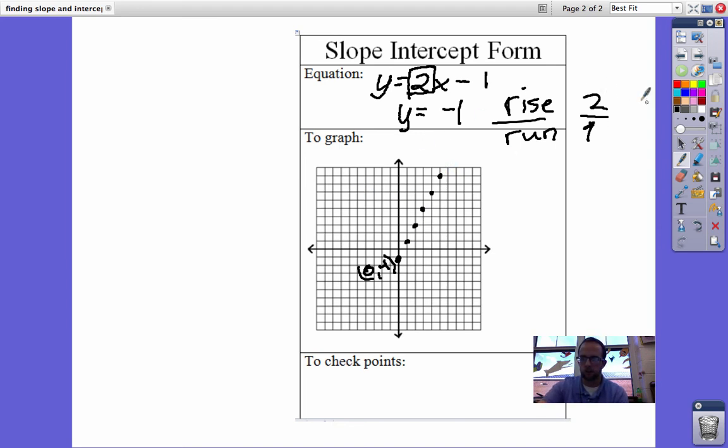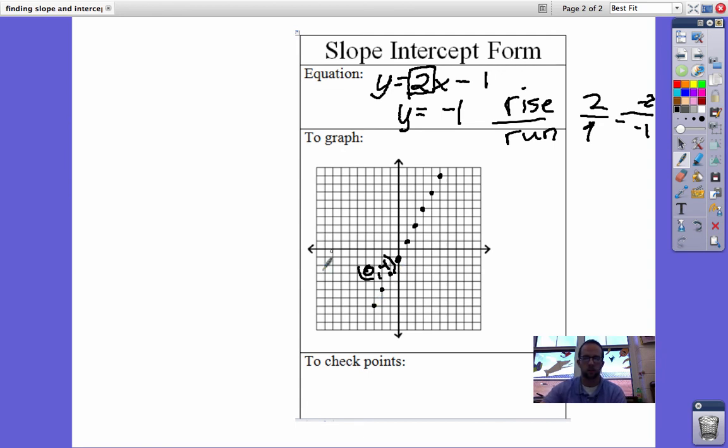Subsequently, 2 over 1 is also equal to negative 2 over negative 1. So I can start at my point and go down 2 and then left 1. Down 2, left 1.